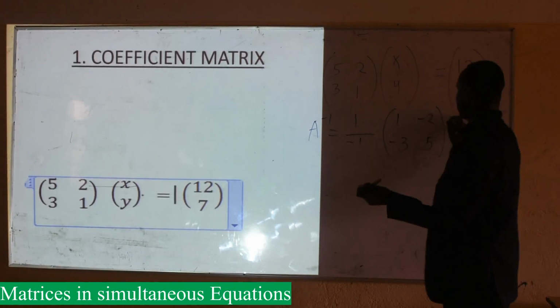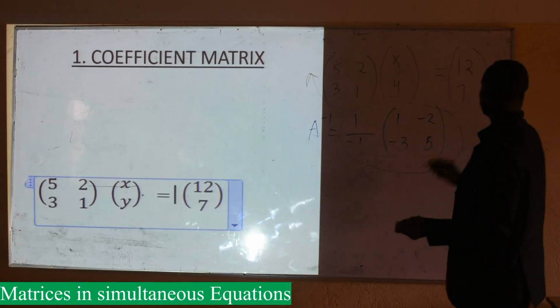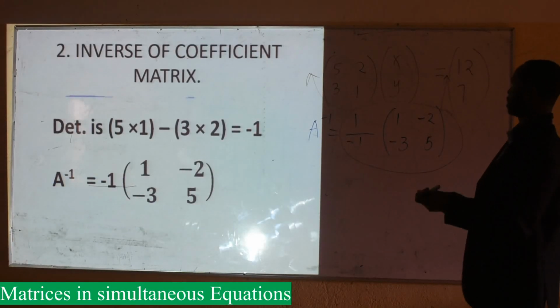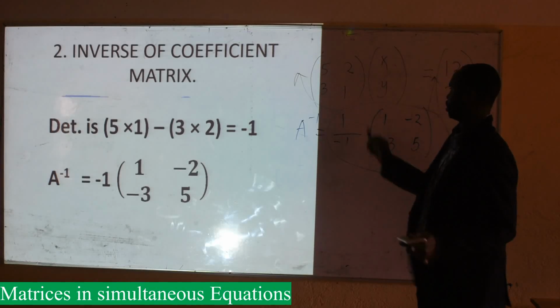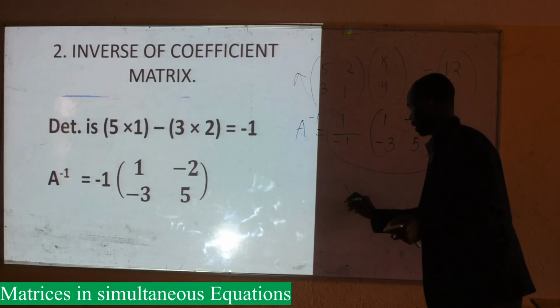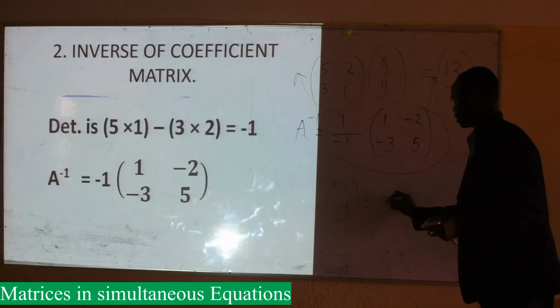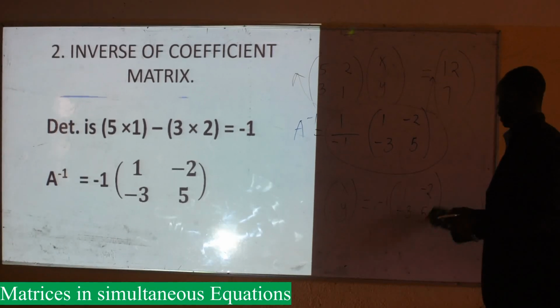Use this inverse here, place it here, and multiply on both sides. When you multiply this one by this, the answer is 1. So you remain with x and y like this, and then you multiply this one, -1 into 1, -3, -2, 5, and then 12, 7, like this.